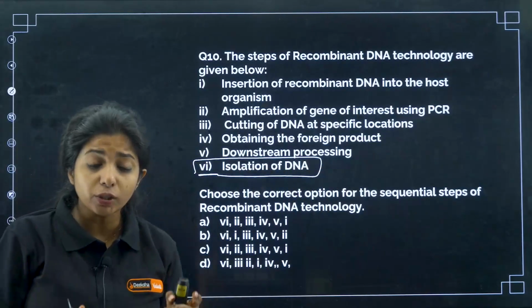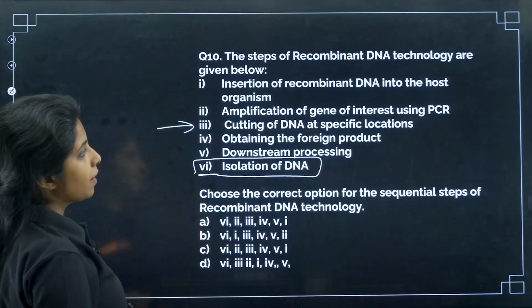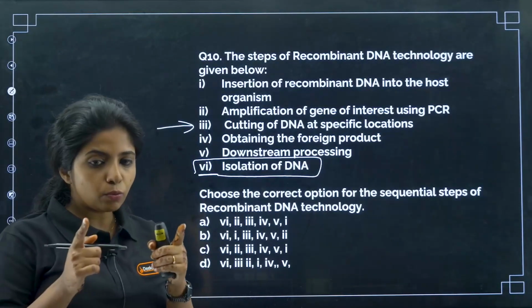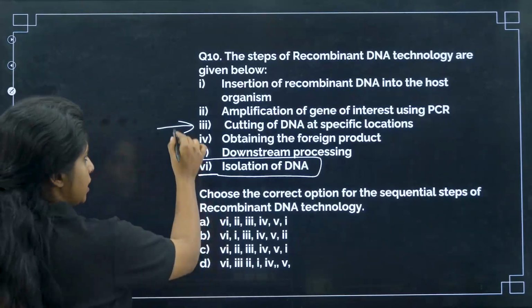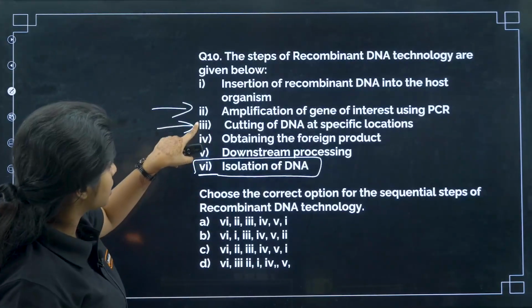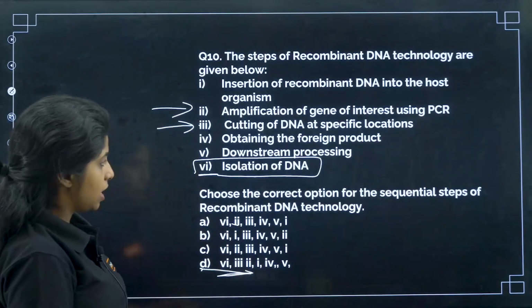Okay, after isolating the DNA, what do you have to do? You have to cut the DNA, my dear children. After cutting the DNA, obviously one piece won't be enough, so you have to amplify it, you have to increase its number. So according to this, 6, 3 and 2 is the option. But let's see the next one.